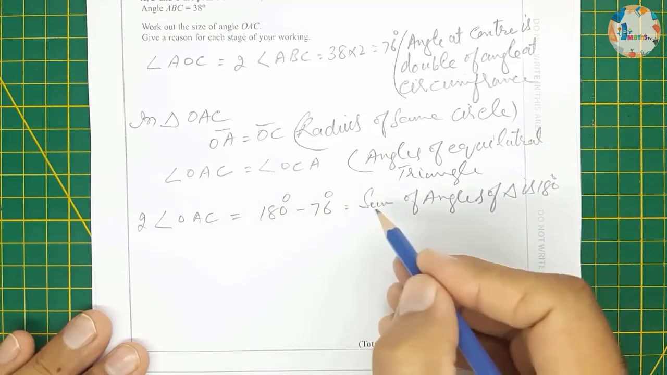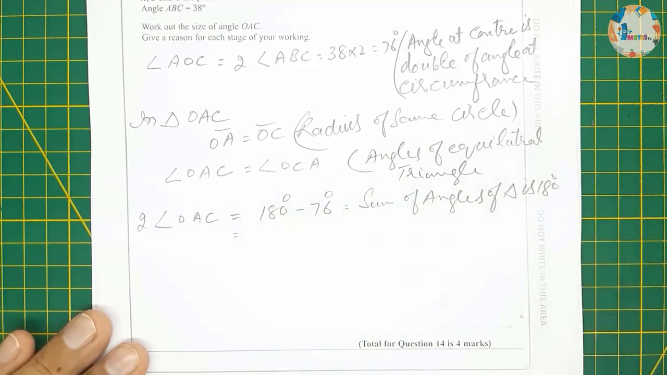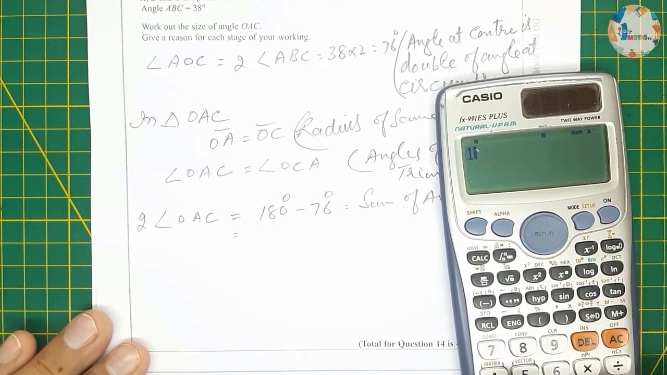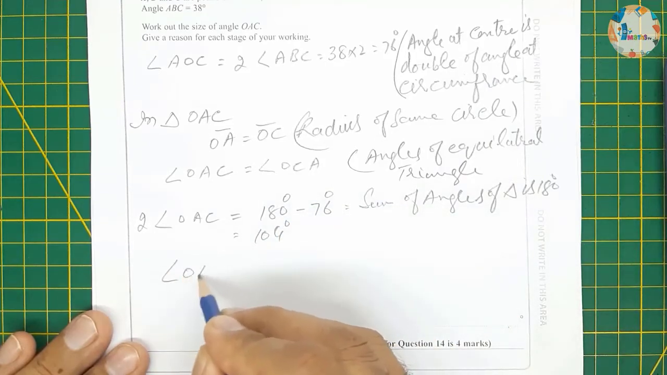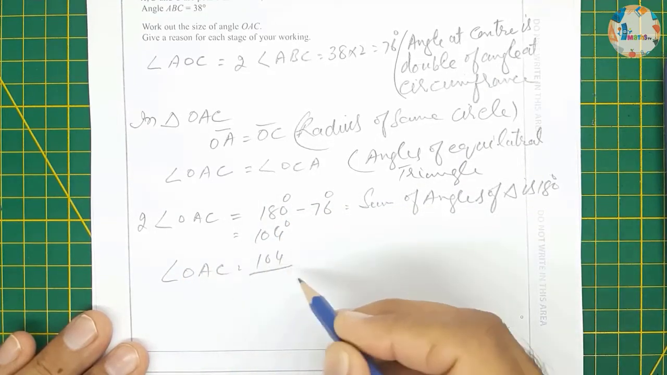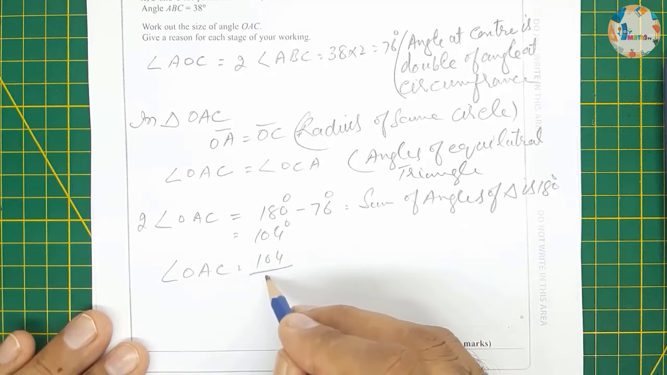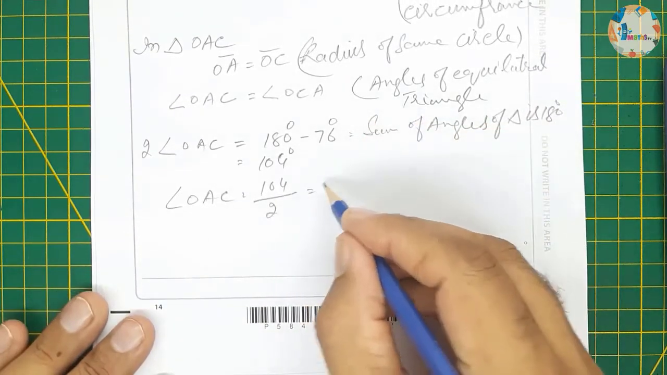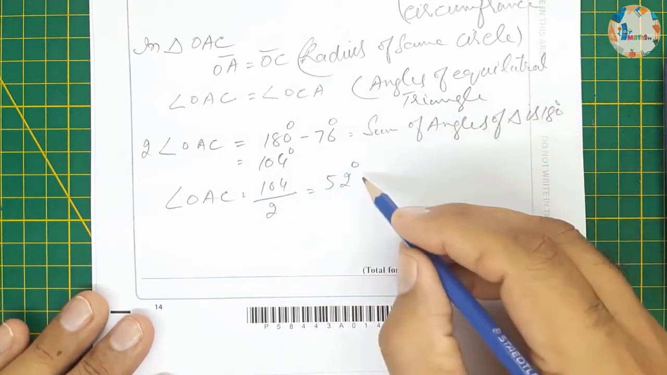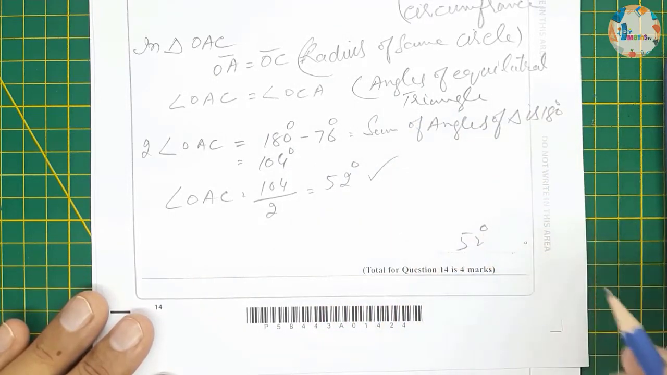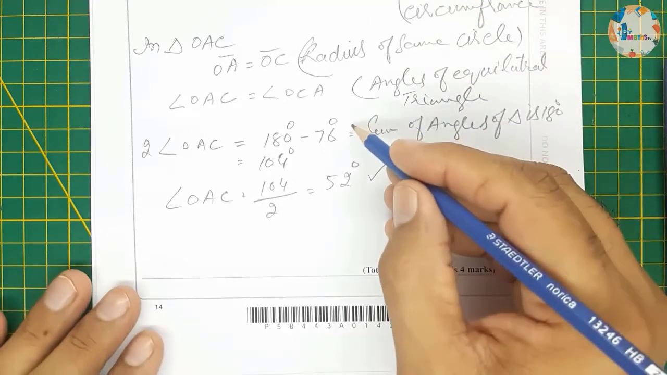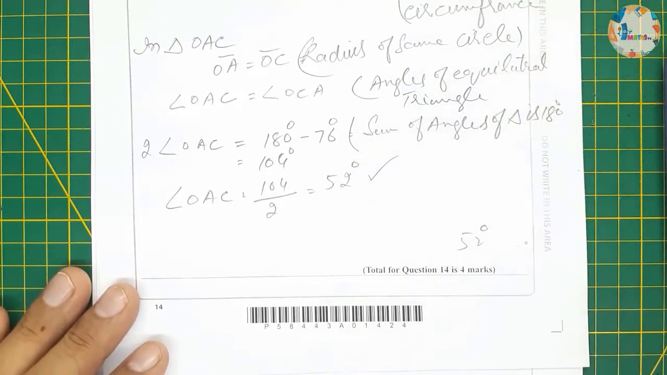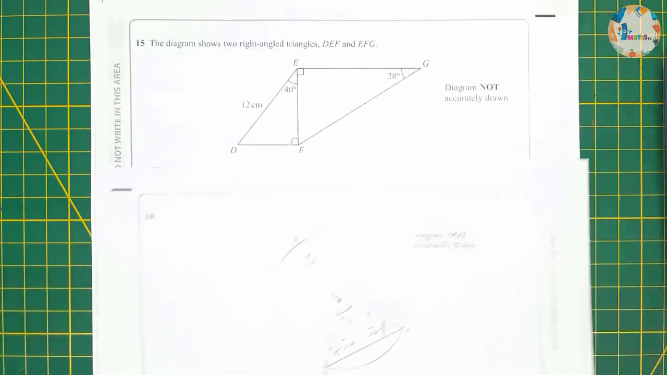So now we will write, this is equal to 180 minus 76 is equal to 104. So we can write 104 degrees. Now angle OAC is equal to 104 over 2, which is equal to 52 degrees, and this will be our answer, 52 degrees. Hopefully you understood. If you will be writing this reasoning, you will not be losing any marks for this question.